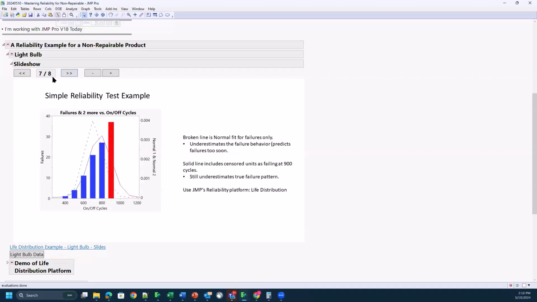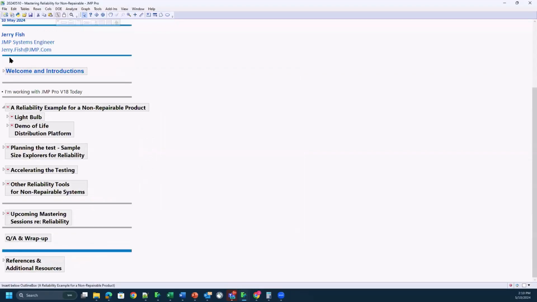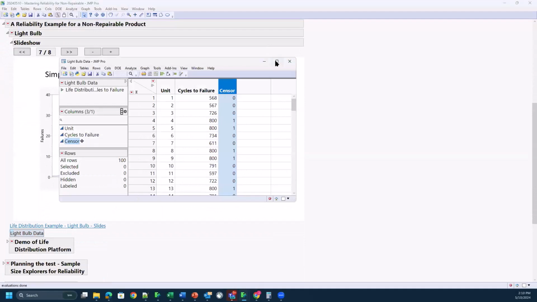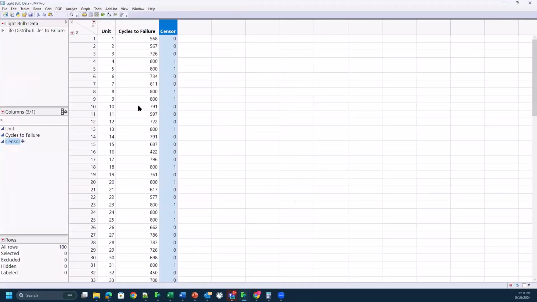This is just, I'm going to skip over this and just go straight into the demo, except I need my data up here. So here's my data. This is a JMP data table. We've got 100 rows in this data table, one row for each light bulb. And for each bulb, we have recorded how many on-off cycles it took before it failed.